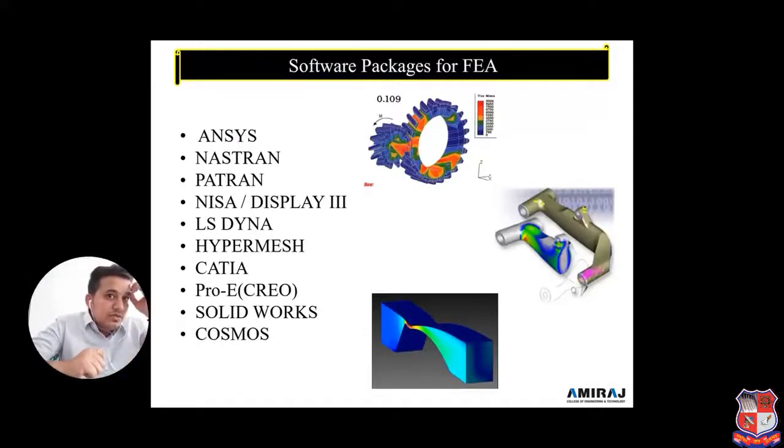As per the softwares listed above, we use them for finite element analysis. ANSYS is one of the most powerful: Nastran, Patran, Nisha, then HyperMesh. HyperMesh is particularly used for proper meshing purposes, for pump designing, aerospace designing, jet engine designing, as well as any dynamic things. Also CATIA, Creo, SolidWorks and Cosmos.